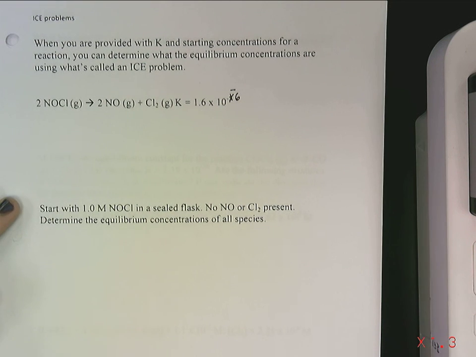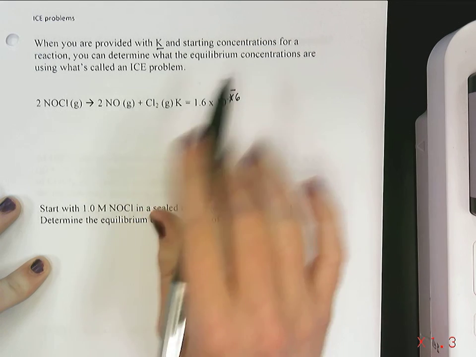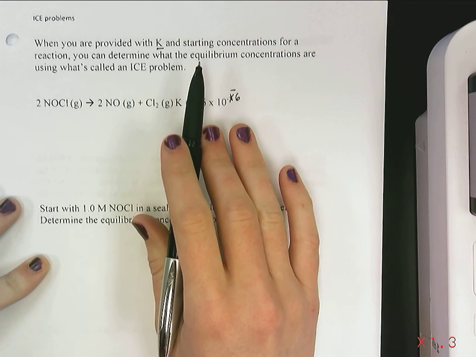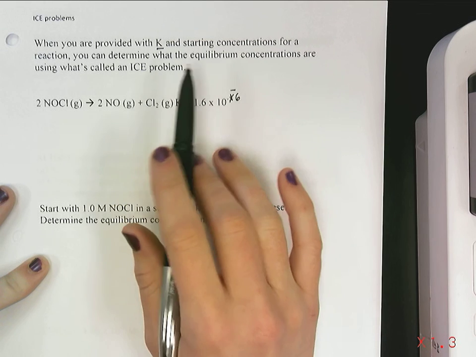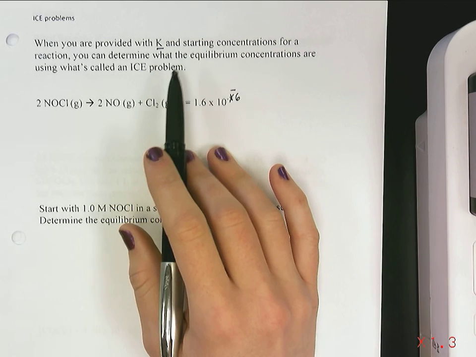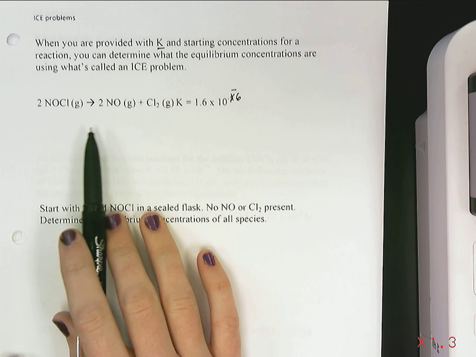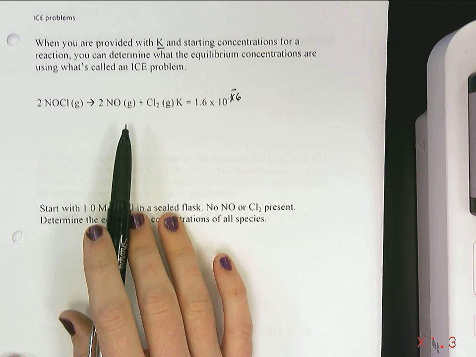Okay, when you're provided with an equilibrium constant K and also starting concentrations for a reaction, you can determine what the equilibrium concentrations are. And we call that type of problem an ICE problem. You can see that's an acronym, and we'll talk about what that means in a second. So for example, if we're given this equation down here, 2NOCl goes to 2NO plus Cl2.